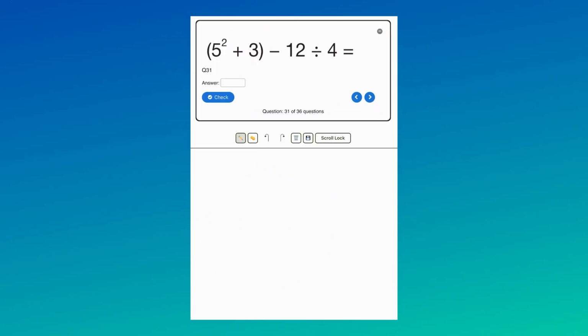Question 31 is BODMAS, which is brackets, order, which includes indices, D, which is division, M, which is multiply, A, which is addition, and S, which is subtraction. And in maths, we must do everything in that order. So let's write out our question here. Firstly, we've got a bracket with an indices inside the bracket, and take away 12 divided by 4.